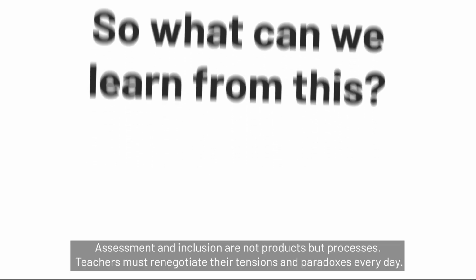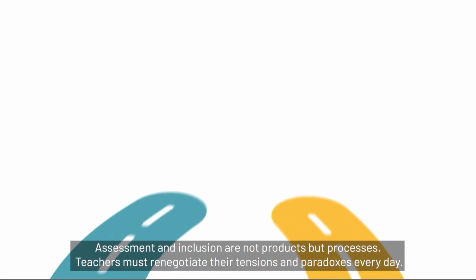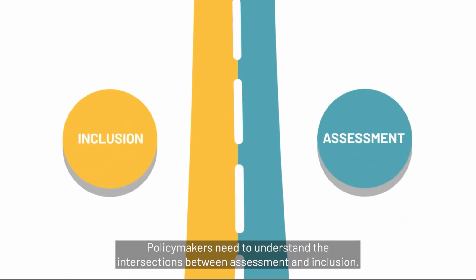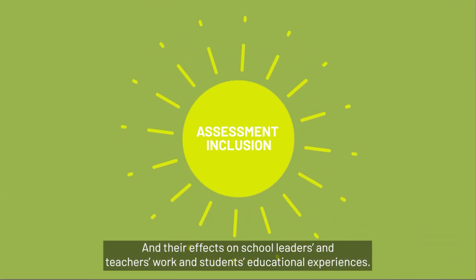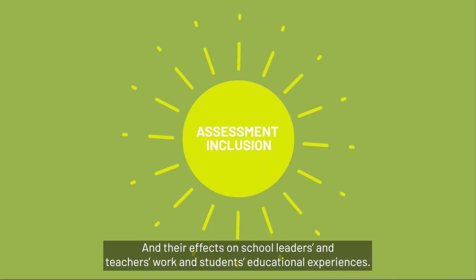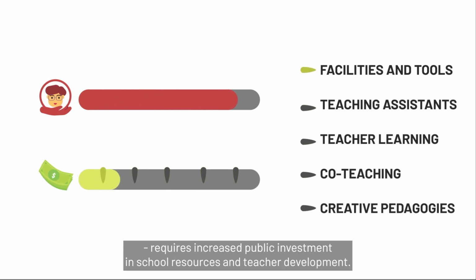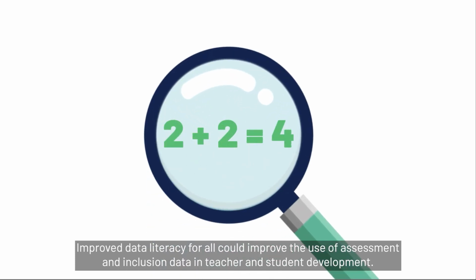Assessment and inclusion are not products but processes. Teachers must renegotiate their tensions and paradoxes every day. Policymakers need to understand the intersections between assessment and inclusion and their effects on school leaders and teachers' work and students' educational experiences. The inclusion of students with special educational needs into mainstream education requires increased public investment in school resources and teacher development. Improved data literacy for all could improve the use of assessment and inclusion data in teacher and student development.